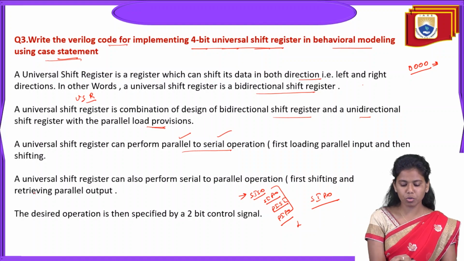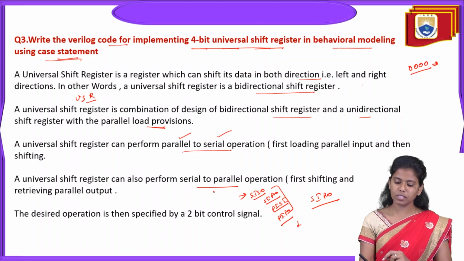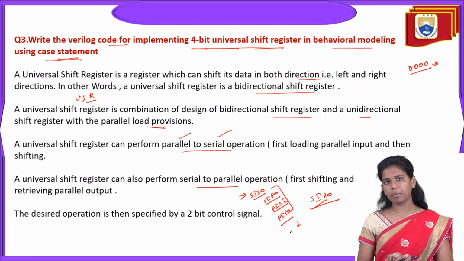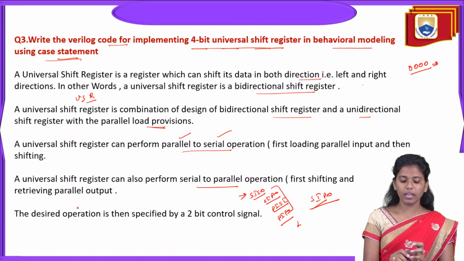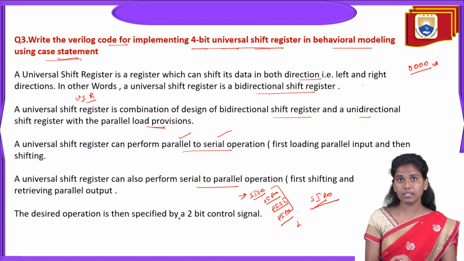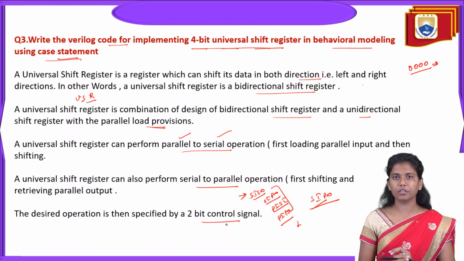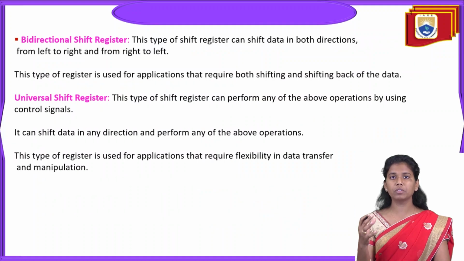Okay, and a USR can also perform serial to parallel operations. So this is SIPO, serial input and parallel output. That means first it shifts, and then it retrieves the parallel output, and the desired operation is specified by 2-bit control signals. So all these operations, all the shifting and loading, can be done with respect to the control signals, right?